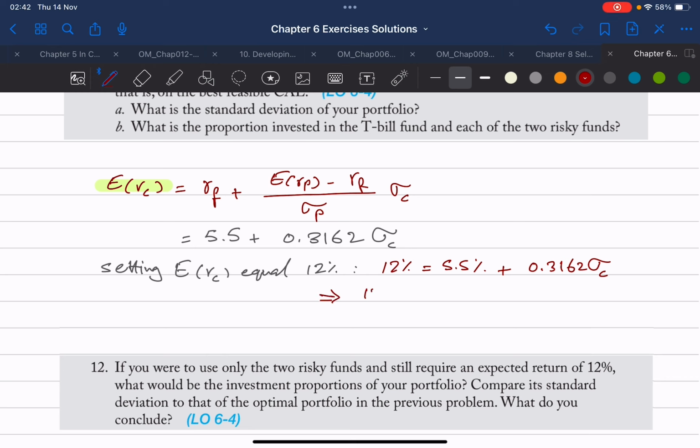So that means I will have 12% minus 5.5% equals 0.3162 sigma complete portfolio. 12 minus 5.5, that would be 6.5. So 6.5% equals 0.3162 sigma C. And now I'm going to divide both sides by 0.3162.